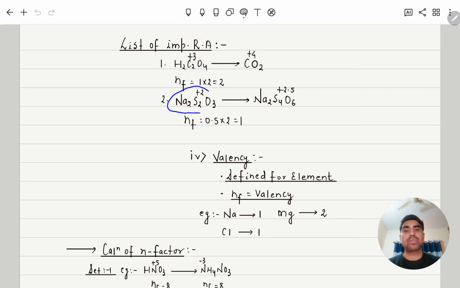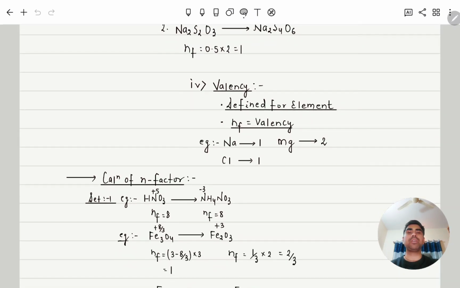Here you can see hypo solution, Na2S2O3 going to Na2S4O6. We already know its oxidation state is +2 and here it is 2.5. So the change in oxidation number into its atomicity: 0.5 into 2, that is 1. Its n factor overall for this molecule is 1, because sodium will not change, oxygen is not changing, only sulfur can change. +2 to 2.5 means it behaves as a reducing agent: it reduces others and oxidizes itself.